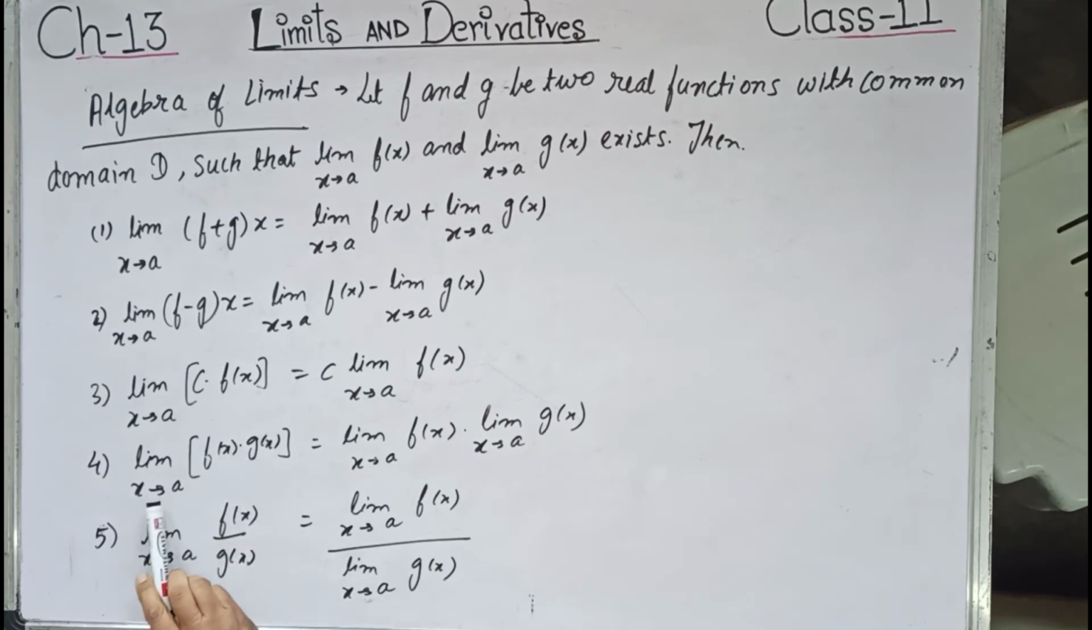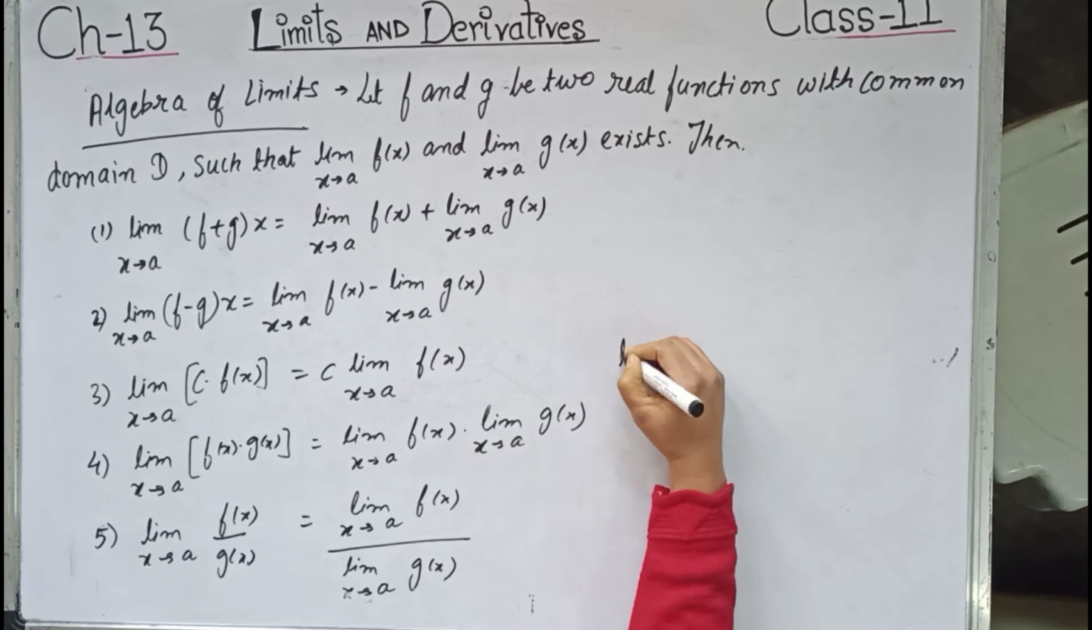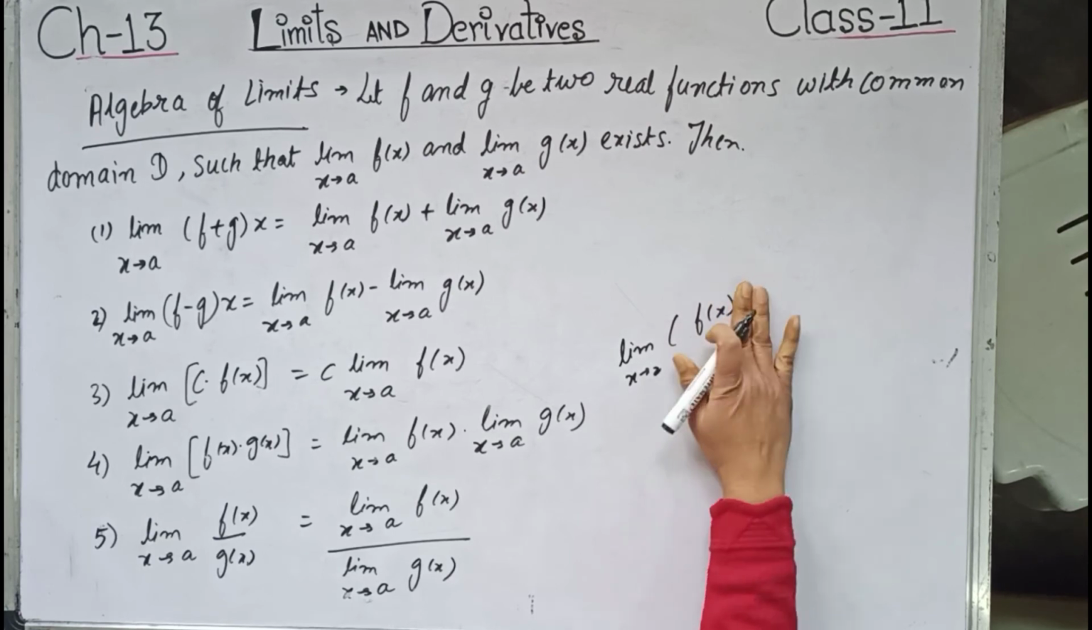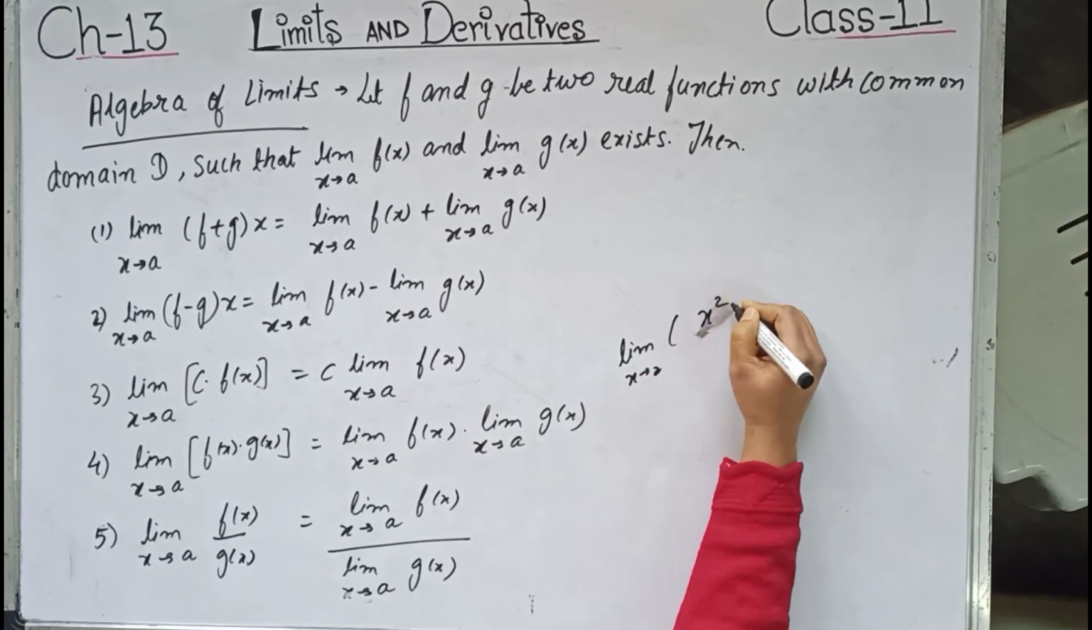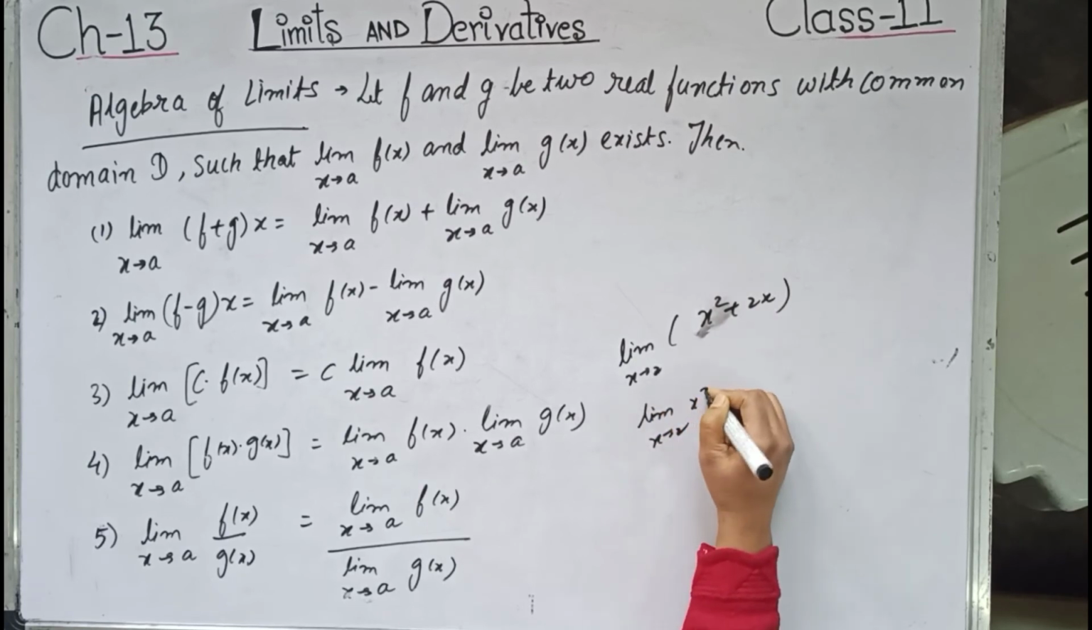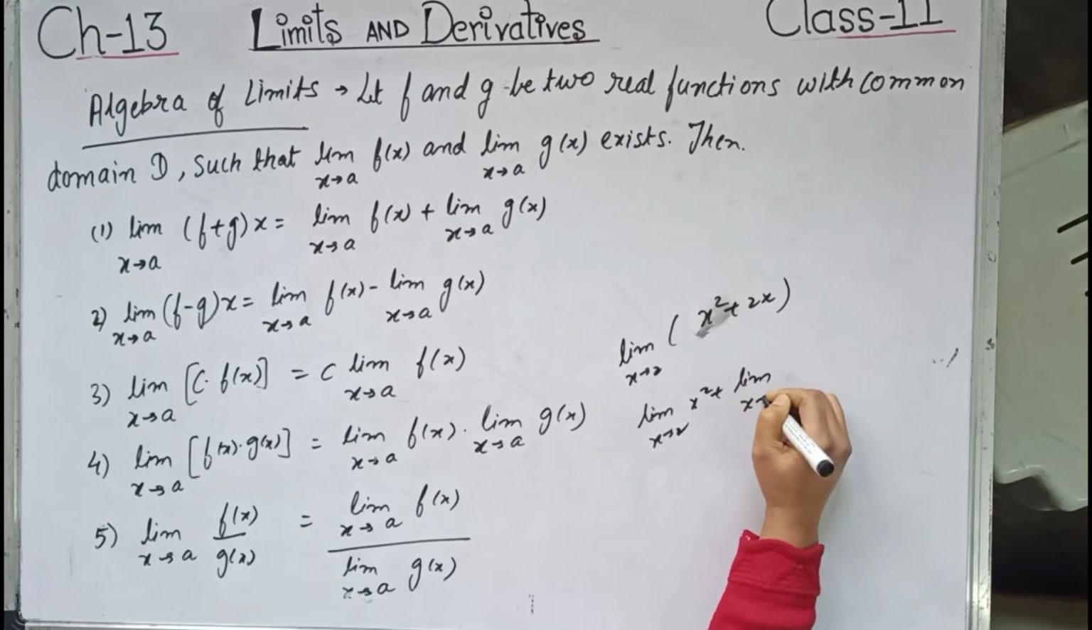Number 4, the limit of the product of the two functions is equal to the product of the limits of the functions. And the last one, the limit of the quotient of the two functions is the quotient of the limits of the two functions. So this is the general rule which you should keep in mind while solving the sums based on limits. Suppose limit x tending to 2, in place of f(x), let us write x square plus 2x. So we can write this as limit x tending to 2 of x square plus limit x tending to 2 of 2x.